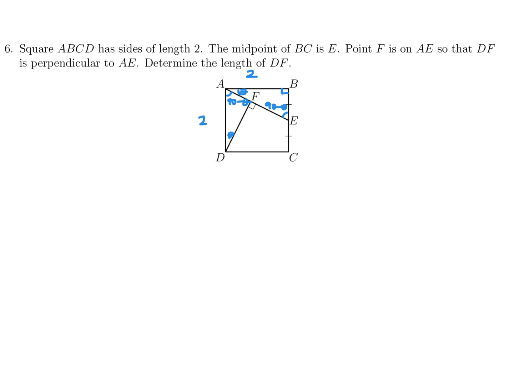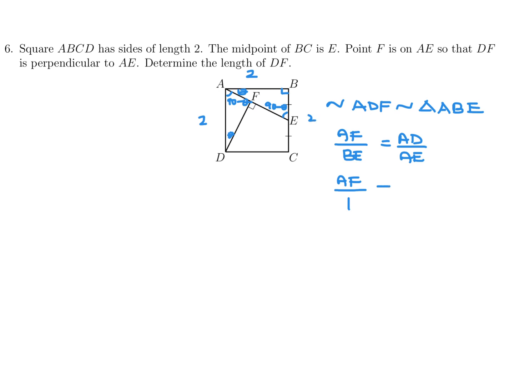So that definitely proves that triangle ADF is similar to triangle ABE. So therefore, the ratio of the sides would be the same. AF over BE would be the same as AD over AE. And let's see what I can put in terms of filling this in. BE is 1, right? Because the side length is 2 and E is the midpoint. So BE would be 1.